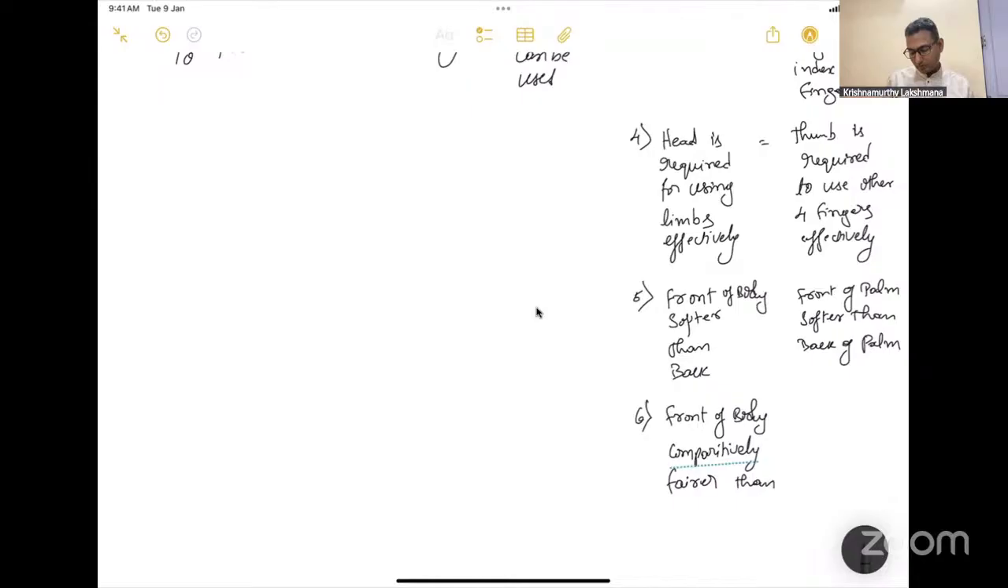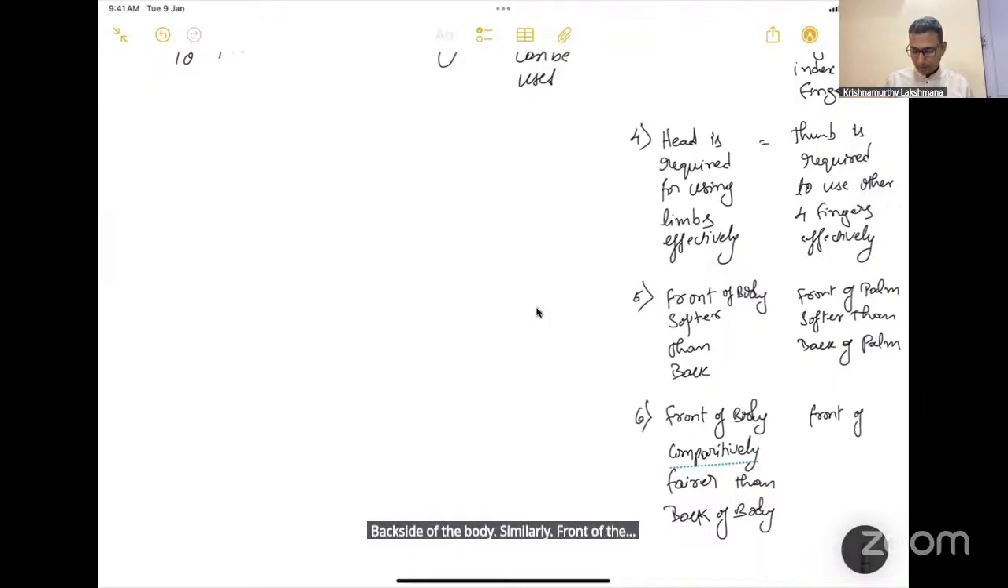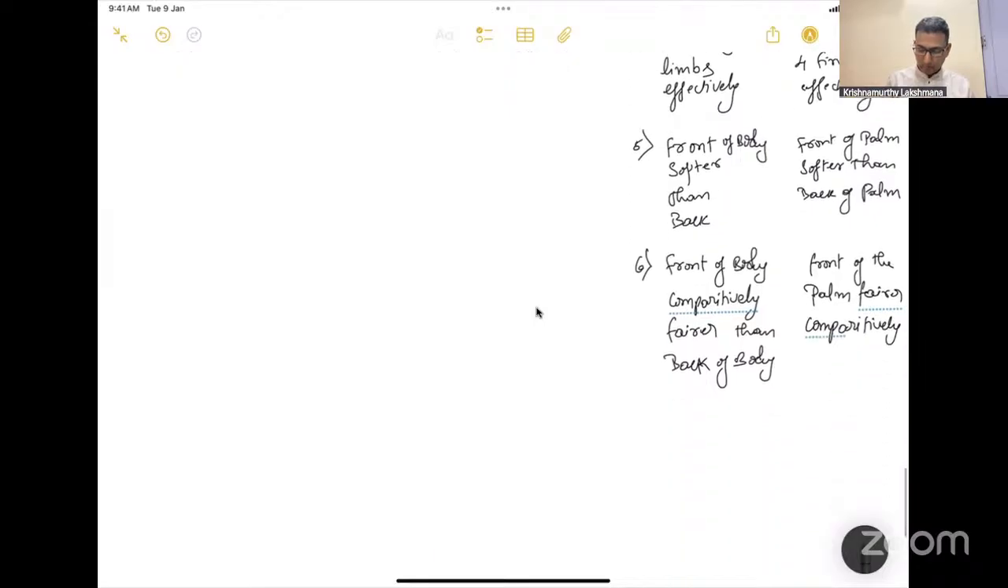Then back of body. Back side of the body. Similarly, front of the palm is fairer comparatively to the back of palm. Okay.